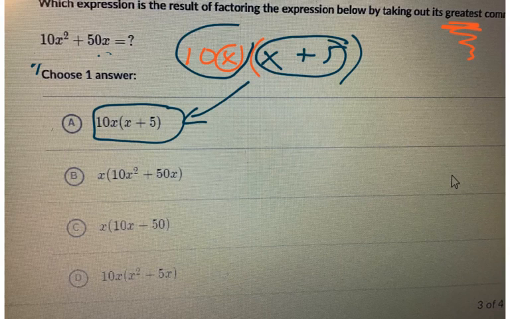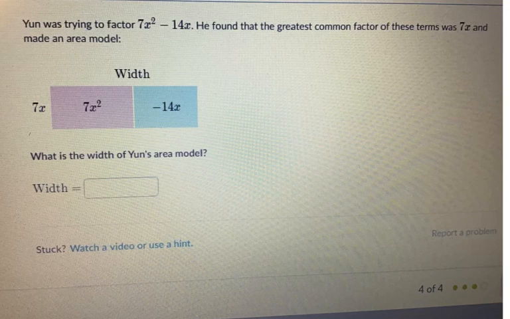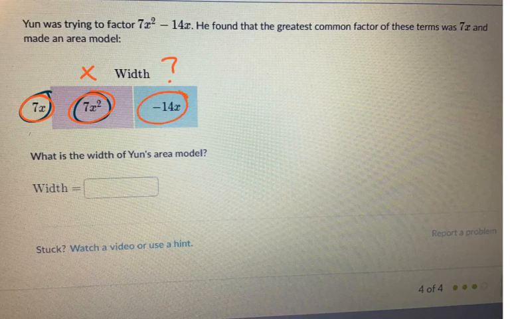Okay? Let's do one more. Pause the video here if you need to. Going back to the area model. 7x times what is 7x squared? Hopefully you agree that's pretty easy. 7x times x is 7x squared. 7x times what gives me negative 14x? Well, negative 2 times 7x is negative 14x.